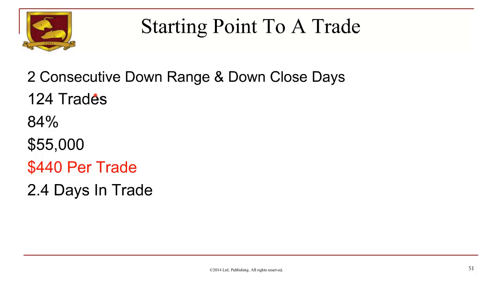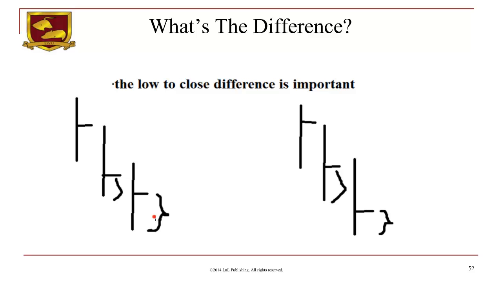Two consecutive down range, down close days. The only difference is we're going to put in a criteria that today's down range, down close day must have a larger close minus the opening than the prior day. I'm going to use the close minus the low. You could use bailout, sure, just any short-term exit. My stop on these trades, remember, is always a dollar stop loss, like I said when we started this presentation.